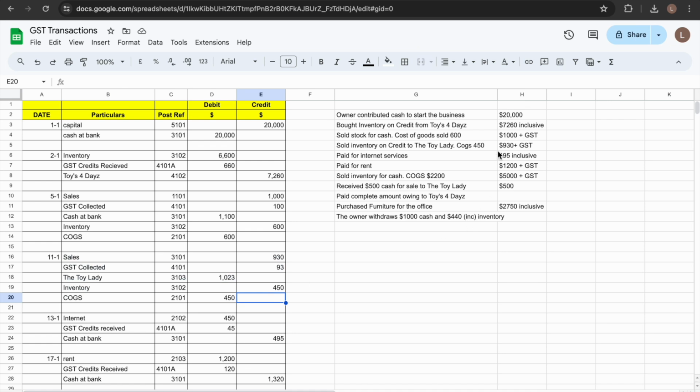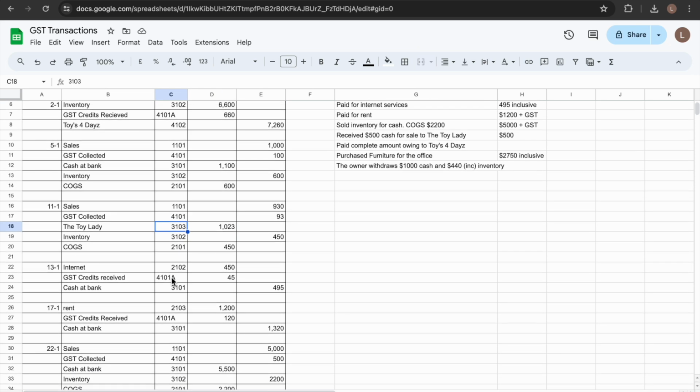Same thing here, where it's got the 930 plus GST, COGS 450. Same as that. I made a mistake here. That's meant to be 1101. Okay, so exact same thing. Sales, GST. Now, when you do it, obviously you're going to add the sales and GST, and that's going to equal your accounts payable and your cash at bank account.